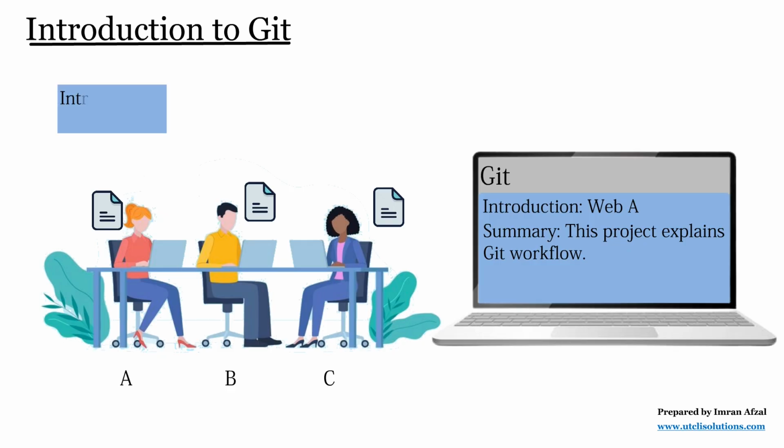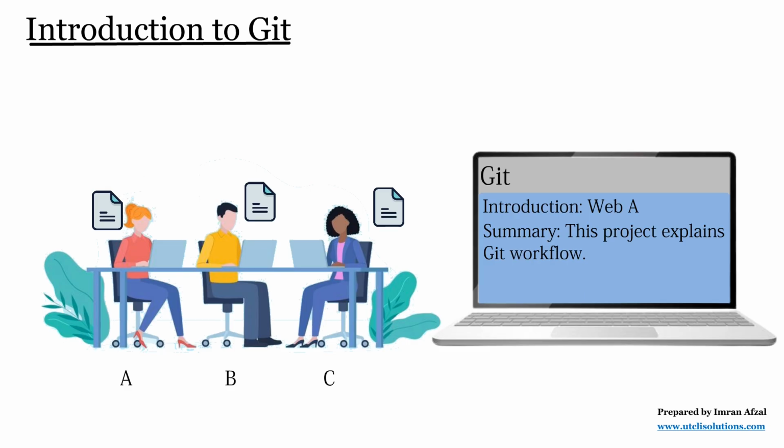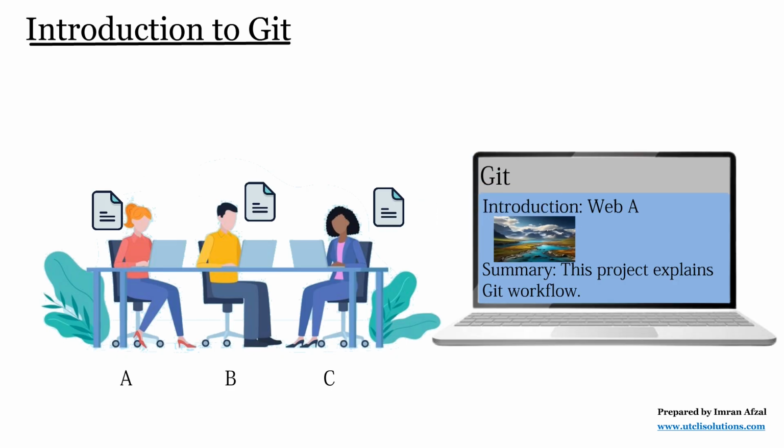For example, if friend A added a new introduction at the top of a document and friend B added a new summary at the end of the document, Git sees that these changes are in different places, so it smoothly merges them into one complete file without asking any questions. At the same time, friend C may also have updated a diagram in the middle of the document, and Git also adds this change in the right place. This way, all three friends' work becomes part of the project automatically.